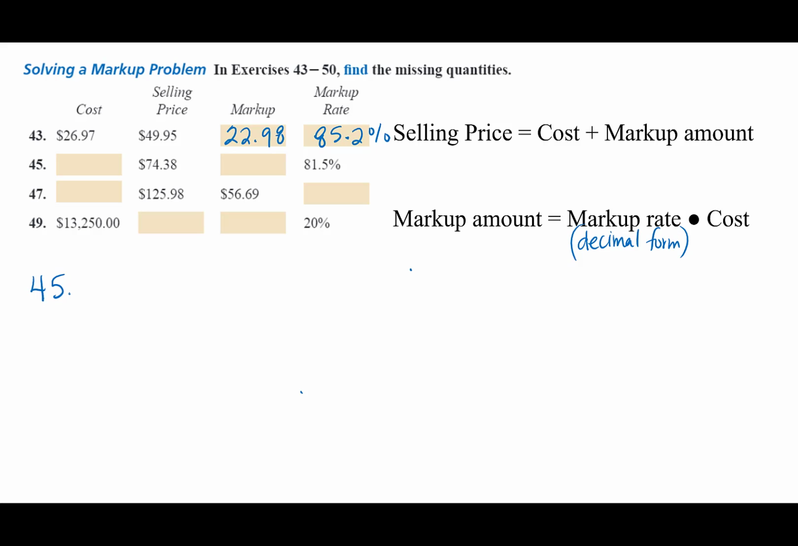Okay, so we have the selling price. If you look up at the first equation, it is selling price equals cost plus the markup amount. But then there's a second equation that's just for the markup amount. So just to find the markup amount, we need to have the rate times the cost. The selling price is $74.38 equals the cost plus the markup. We don't know the cost, so I'm going to leave it as a C, plus the markup. We don't know the markup either. But another way to find the markup amount is to multiply the markup rate times the cost.